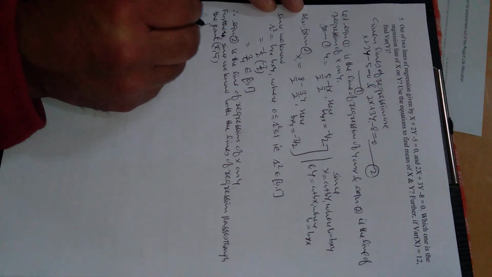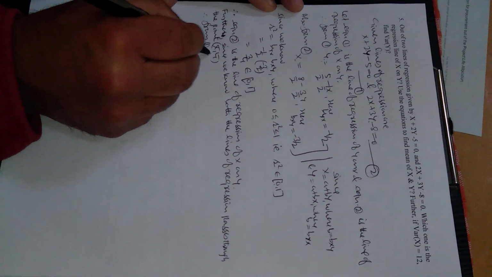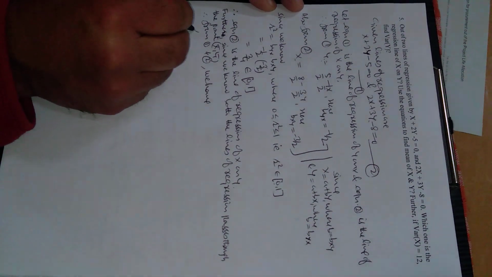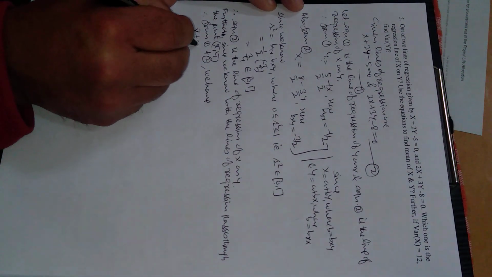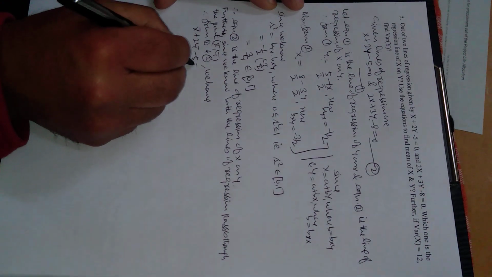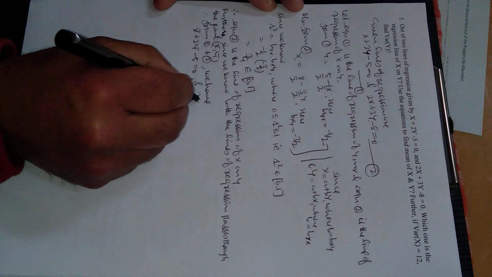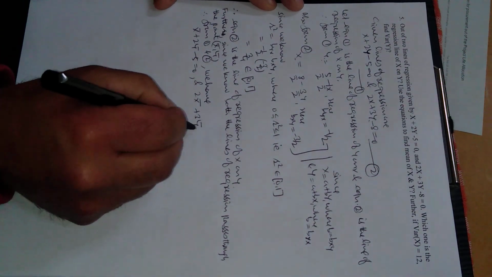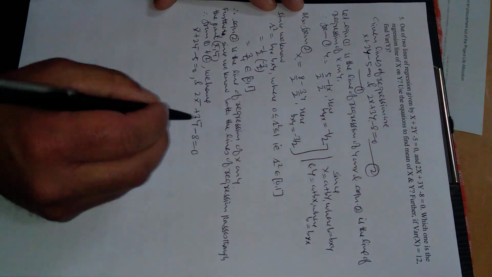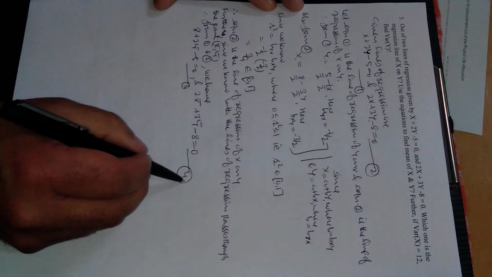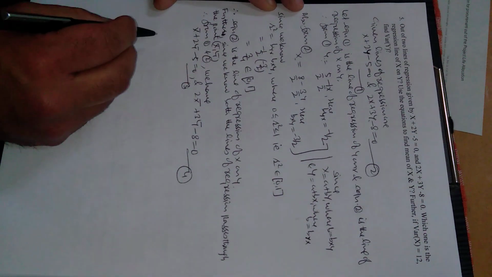Therefore, from 1 and 2, we have x bar plus 2 y bar minus 5 is equal to 0, and second is 2x bar plus 3 y bar minus 8 equal to 0. Let us call this 3 and this 4. Now we have to solve 3 and 4 for x bar and y bar.